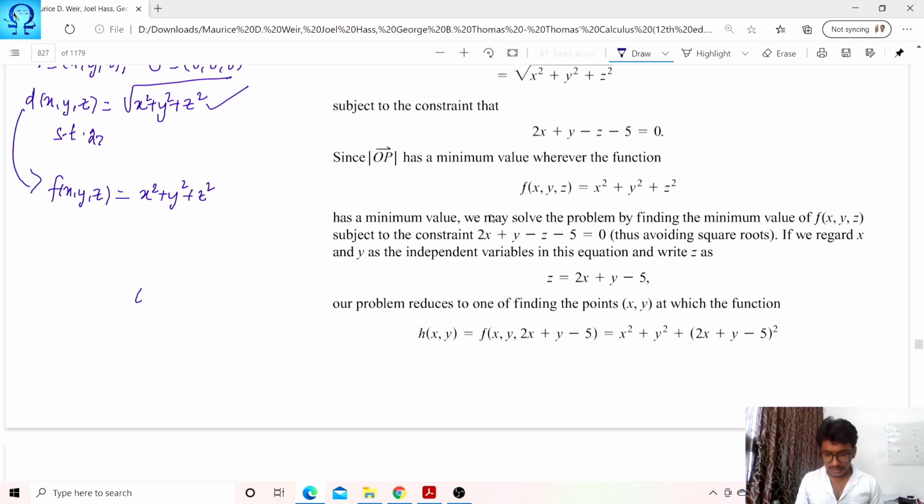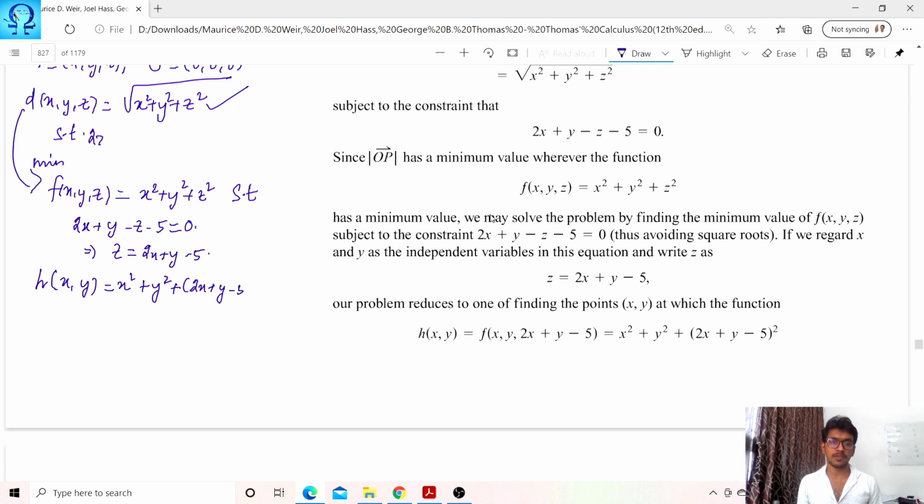So here if you look at it, you may very well see it is a function of three variables, and you will have to find the minimum value of this function subject to the constraint, that is 2x plus y minus z minus 5 equals 0. From which you can deduce your z value as 2x plus y minus 5. If you substitute the value of z in f, this becomes a function of x and y alone, that is h equals x squared plus y squared plus (2x plus y minus 5) whole squared. It is okay. So you do not have any subject-to condition now, because you have plugged in the value of z from this condition.